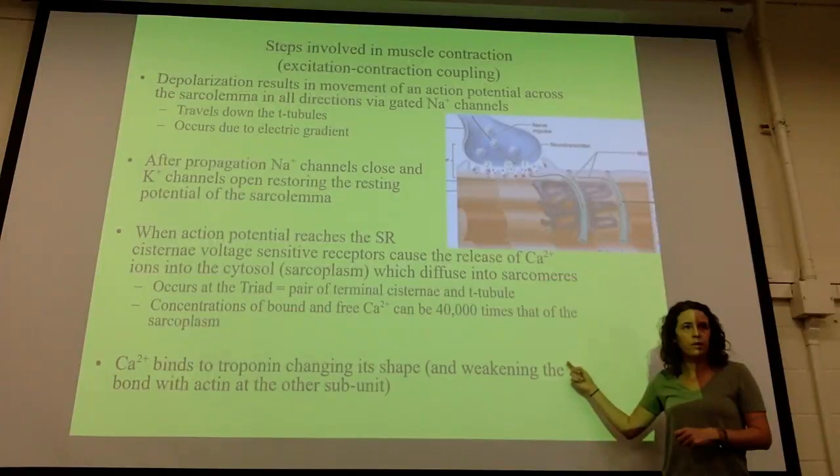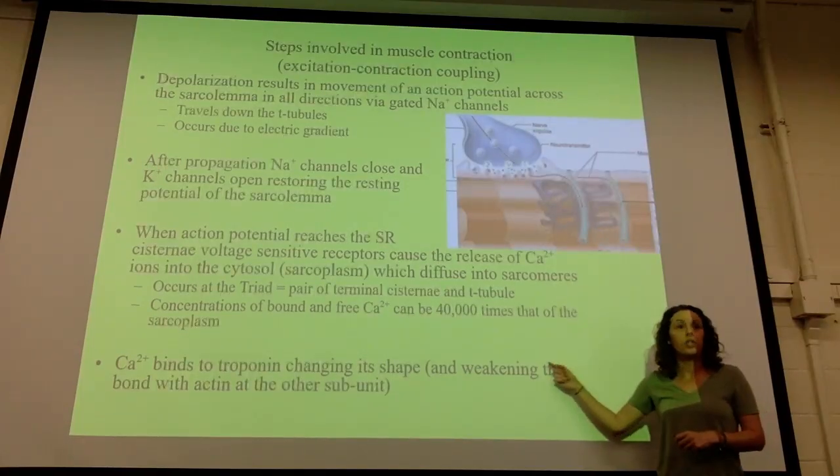Questions on this part? Still with me? I'll show you a video clip on this one.